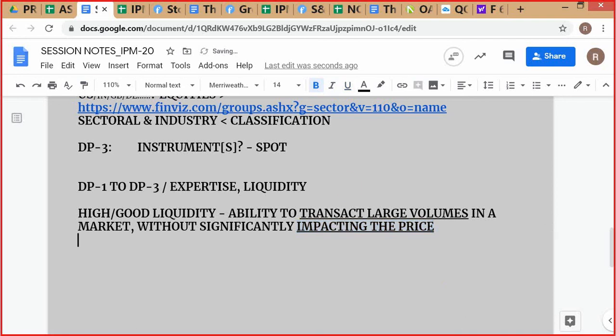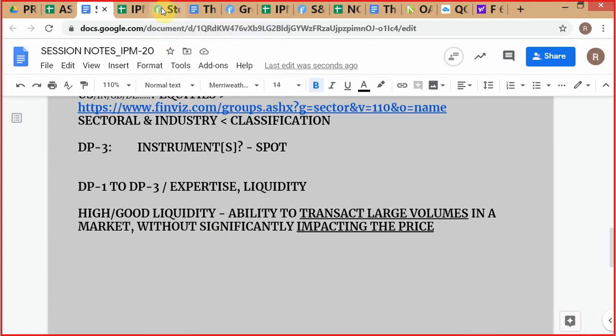All right. Okay. So this is the understanding of liquidity: if it's a very deep and liquid market, then you will be able to trade large volumes in that market and it will not have an impact on the price. That's basically what it means.